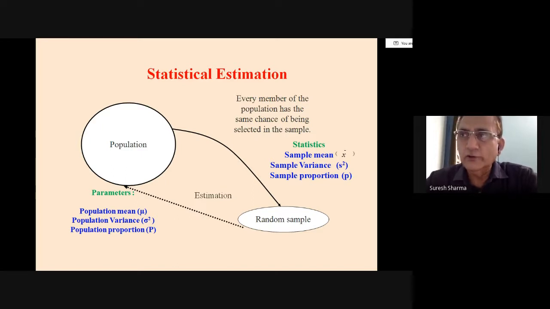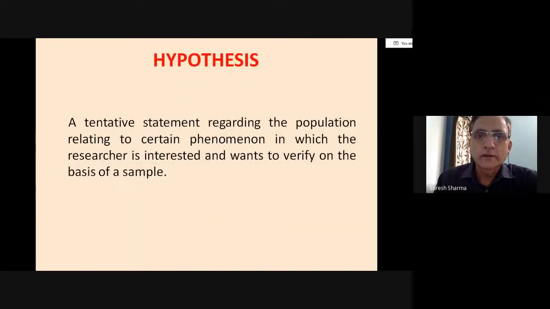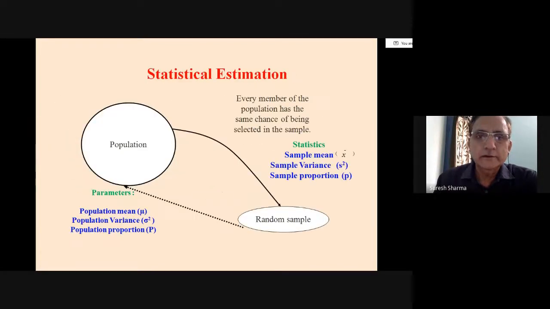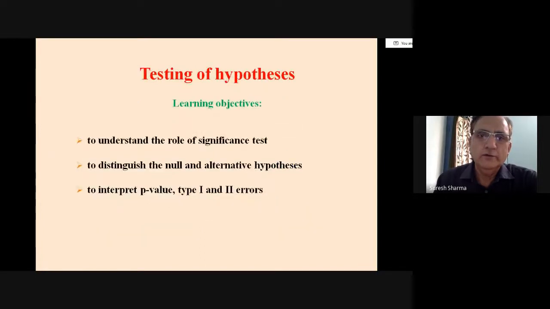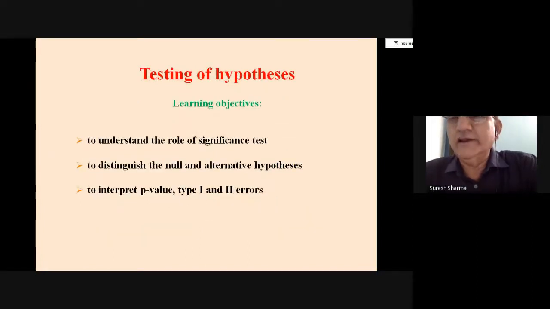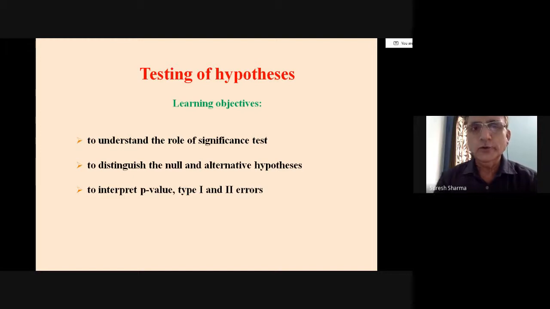Before that, let me tell you a little bit about sampling technique, how to take out a random sample from the population. I think I missed that slide. Anyhow, these are the learning objectives: to understand the role of significance test, to distinguish between null and alternative hypothesis, to interpret p-value, type 1 and type 2 errors. What is the meaning of p-value? What is the meaning of type 1 and type 2 errors? Then level of significance and the role of significance test.